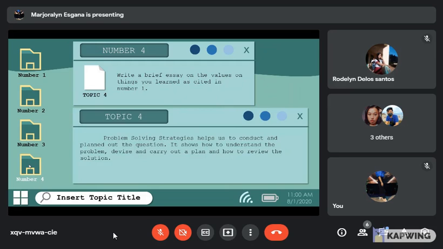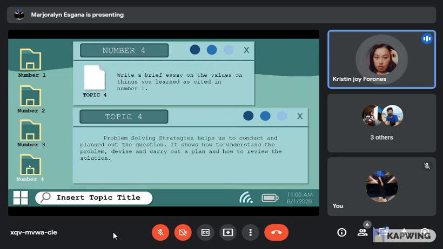Problem solving strategies help us to plan out the question. It shows how to understand the problem, devise and carry out a plan, and how to review the solution. Conducting this procedure will make it more probable and understandable. This strategy is from George Polya, a Hungarian mathematician. This strategy is called Polya's four-step problem-solving strategy.